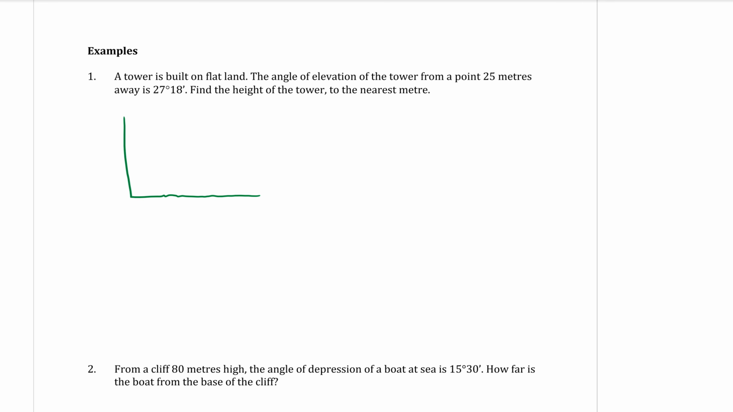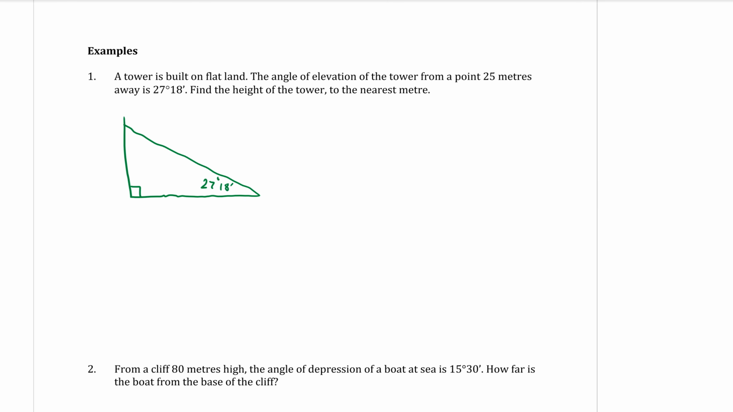The tower is built on flat land, and the angle of elevation of the tower is 27 degrees, 18 minutes. That's the angle of elevation from the horizontal going up to the top of the tower. This would need to be a right angle. Buildings are built at right angles to the ground.